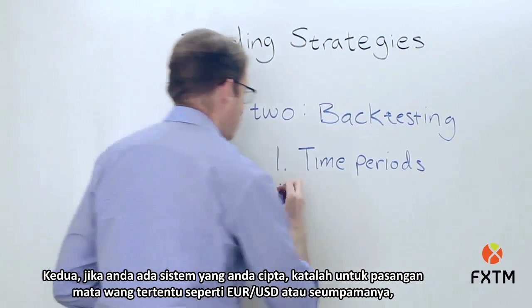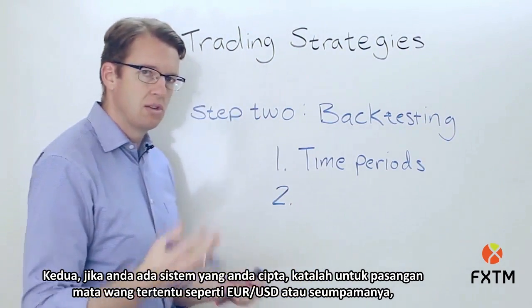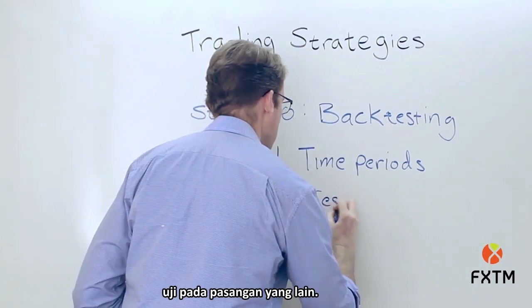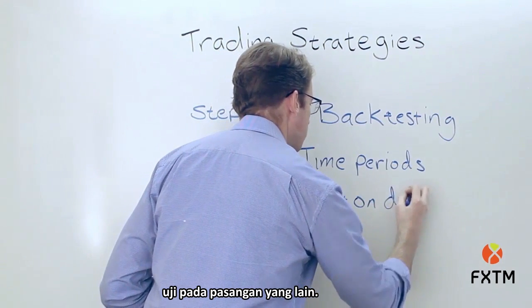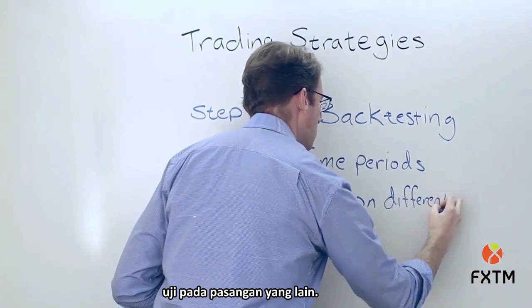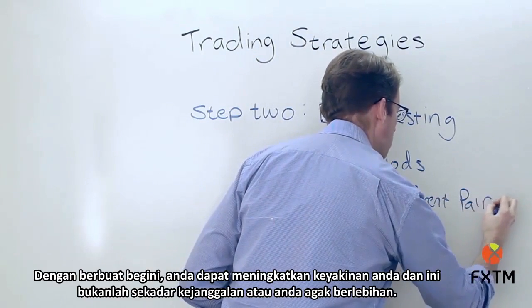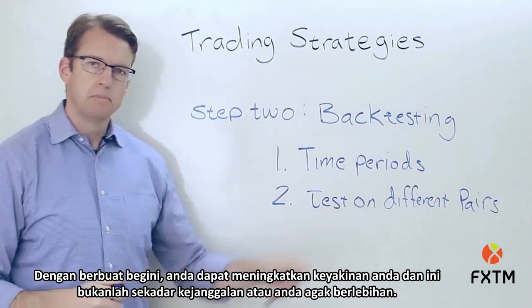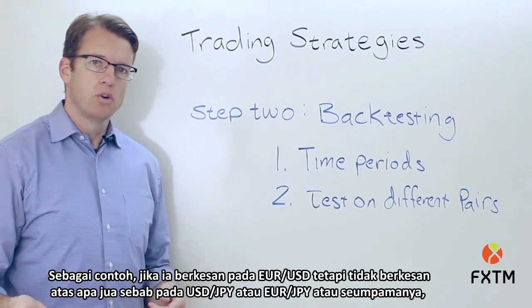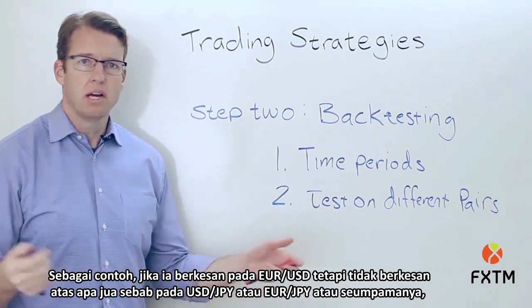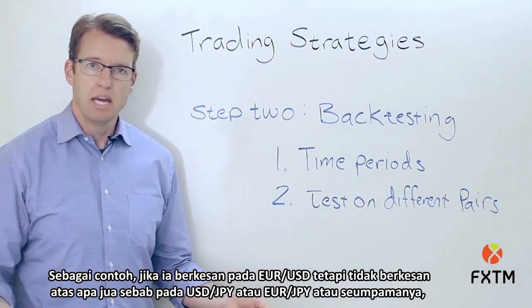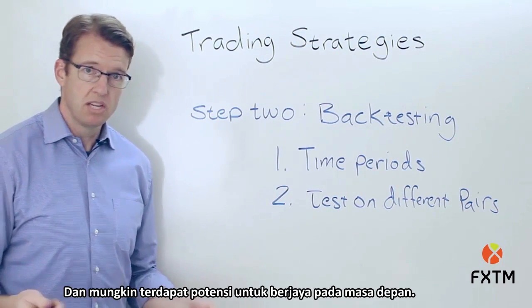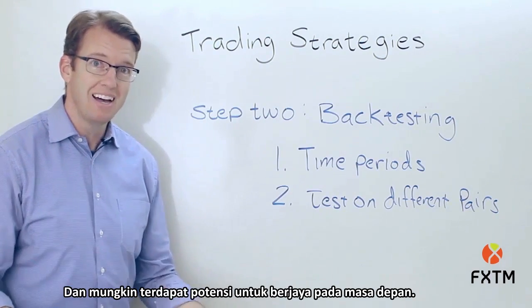Number 2 is if you have a system that you've developed on, let's say, a particular currency pair, like the euro dollar or something like that, well, test it on different pairs. So by doing this, you'll be able to improve your confidence that this isn't something that may just be an anomaly or where you're doing a little bit of overfitting. If it works, for example, on the euro dollar, but does not work for whatever reason on the dollar yen or the euro yen or something like that, well, that may be telling you something about the validity of your rules and potentially, of course, the potential for success in the future.